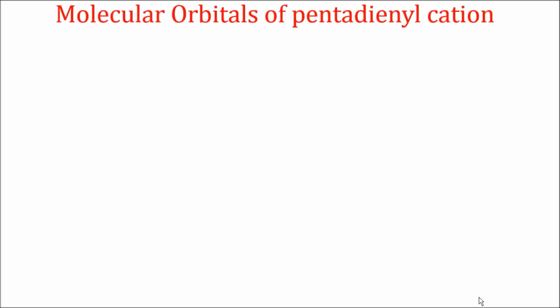The next topic is molecular orbitals of pentadienyl cation. The structure of pentadienyl cation is: it has 5 carbons, and at the first and third positions we have double bonds, 2 double bonds, that's why it is called pentadienyl cation. So pentadienyl cation has 5 carbons. You can see 4 carbons have double bond character, and 1 carbon has a positive charge.